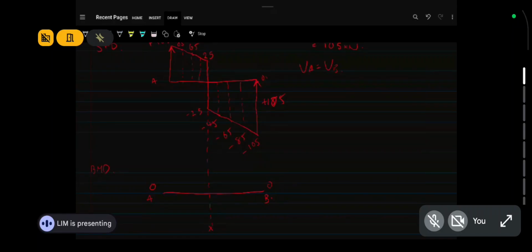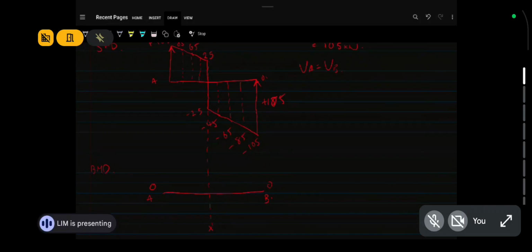Any idea? Anyone? The reaction at support times half the distance, and they say the distributed load times half the distance squared over 2. You can do that, but that is a little bit complicated. There's actually a faster way.